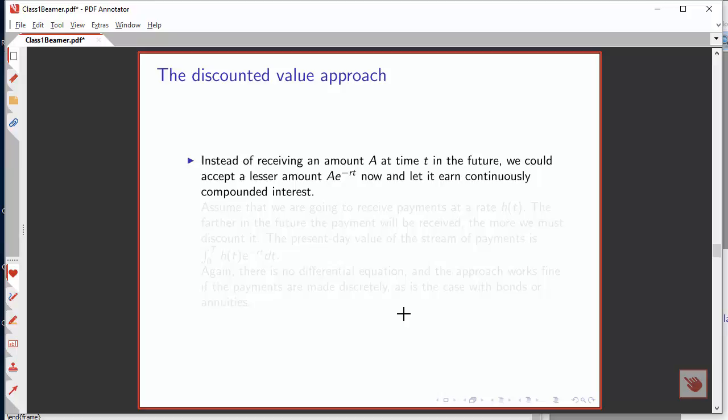Here's another way of looking at exponential growth, which will be very, very important when we're considering prices of call options. Suppose we have the opportunity to receive some amount, capital A, in the future, a time little t from now. Alternatively, we could say, why don't you give me a smaller amount, A times e to the minus rt now. I'll put it in the bank. It will increase in value by e to the plus rt, and after time t, it will be worth capital A.